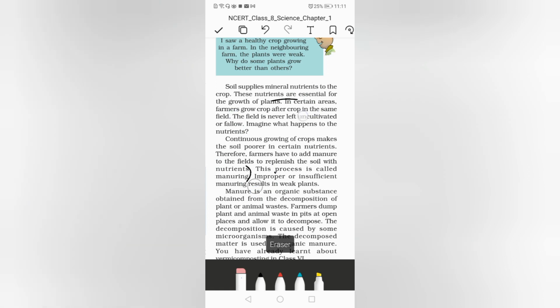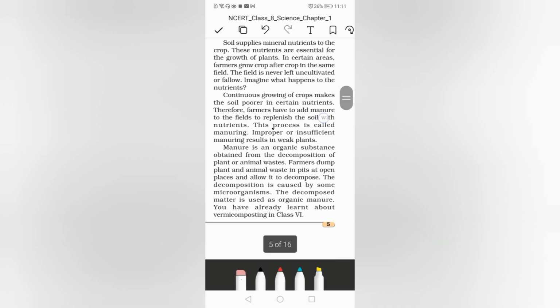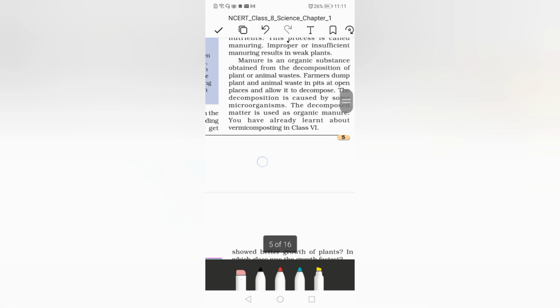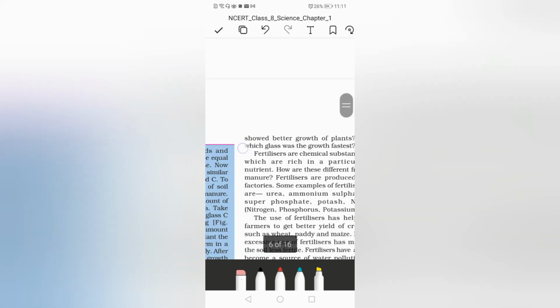Okay, so please learn these definitions, whichever one I'm marking important. This one is important. Please learn them. Okay, manure is an organic substance obtained from the decomposition of plant or animal wastes. The farmer dumps plant and animal waste in pits at open places and allows it to decompose. The decomposition is caused by some microorganisms. The decomposed matter is used as organic manure. You have already learned a little bit about this in class 6.